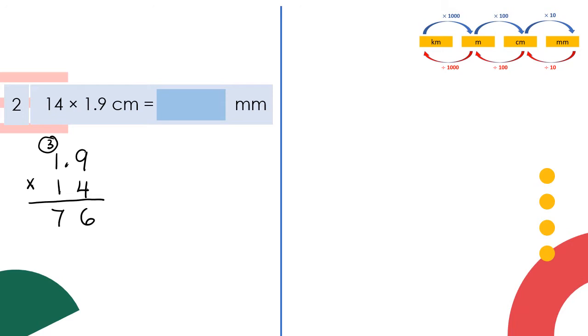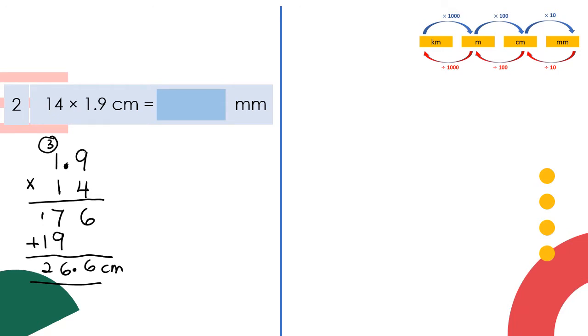Now we times 1. 9 times 1 equal to 9. 1 times 1 equal to 1. So we add. 6. 7 plus 9 equal to 16. 1 plus 1 equal to 2. Look, we have 1 decimal place, so the answer also has 1 decimal place. So you got 26.6 cm.